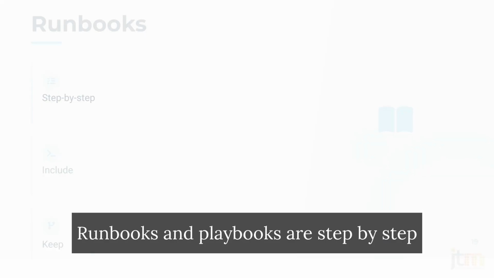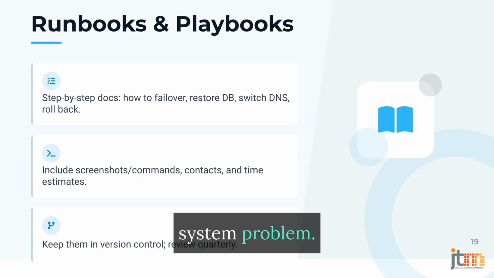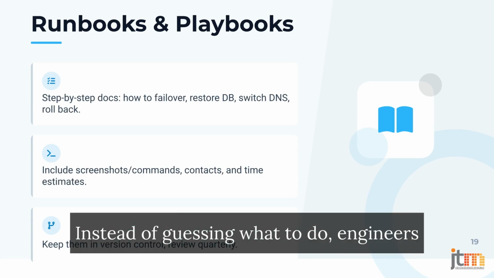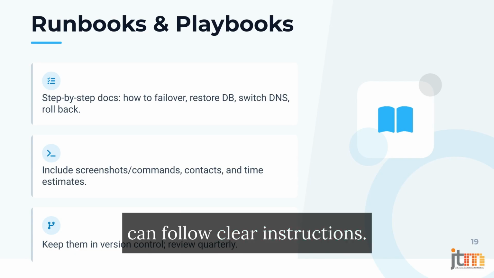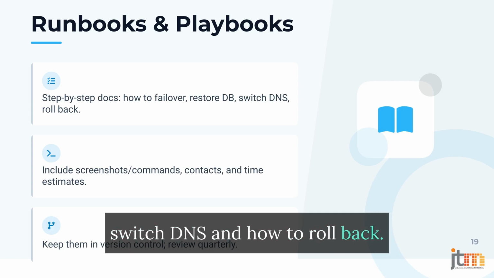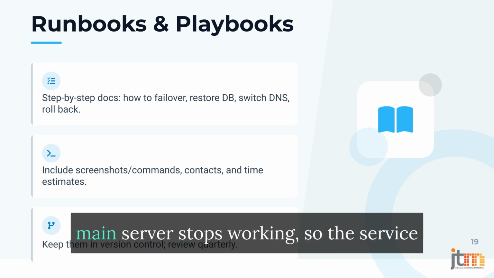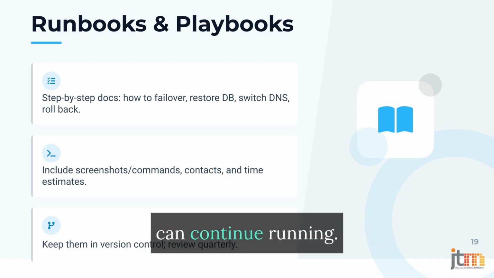if a failure occurs. Runbooks and playbooks are step-by-step documents that guide the team during a system problem. Instead of guessing what to do, engineers can follow clear instructions. For example, the document explains how to failover, how to restore DB, how to switch DNS, and how to roll back. How to failover means the steps to switch the system to a backup server when the main server stops working, so the service can continue running.